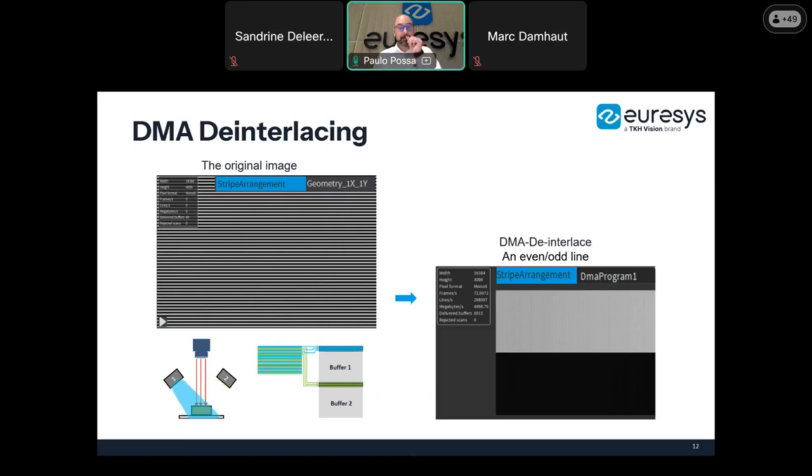DMA de-Interlacing is another interesting new feature. It can be used for line scan applications where each line is exposed alternating 2 different light sources. The image coming from the camera will have this striped aspect. To process this kind of image, the application will need to proceed memory copies in the host PC, which takes time and uses CPU resources. To avoid that, we introduced this new feature where the de-Interlacing is done at the DMA level.